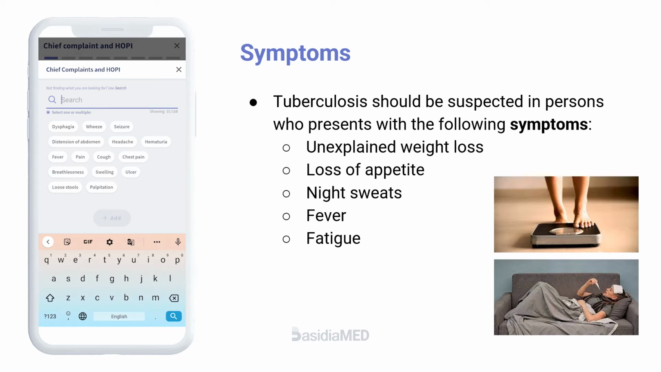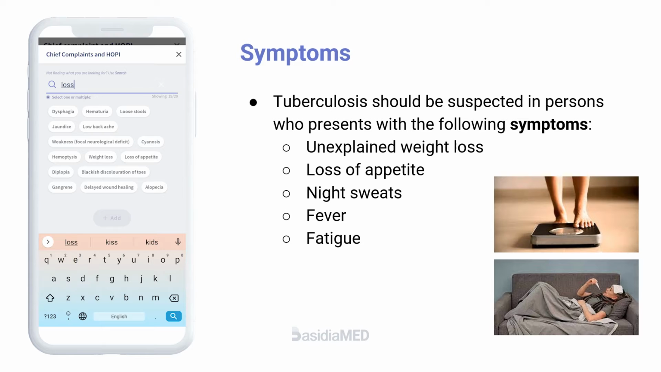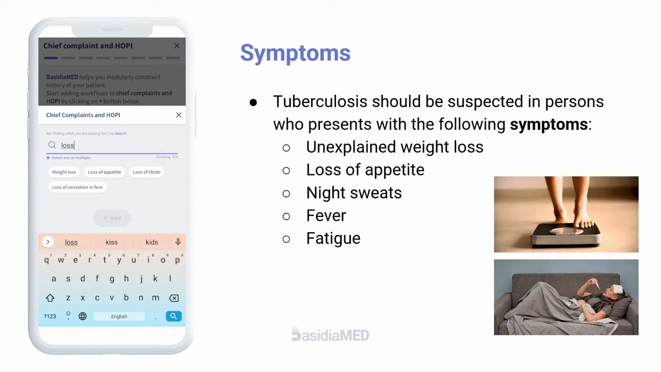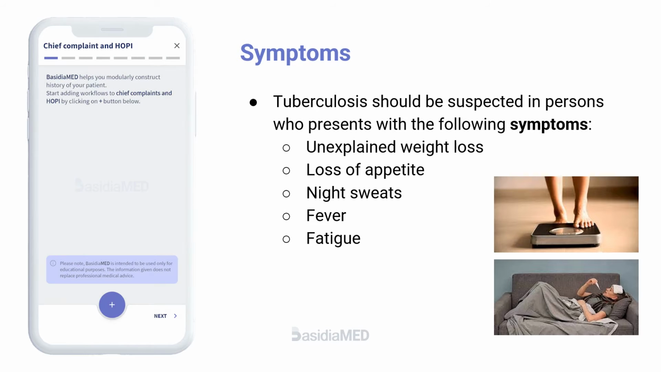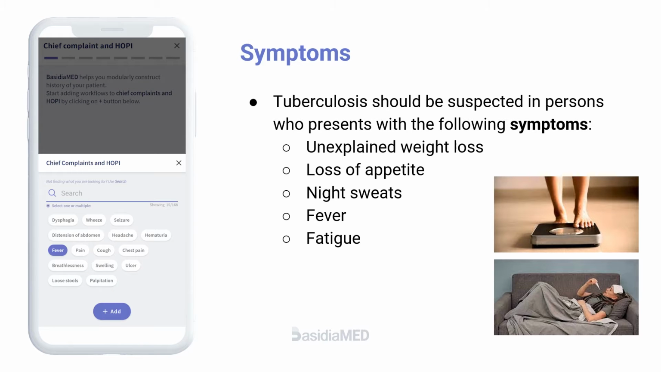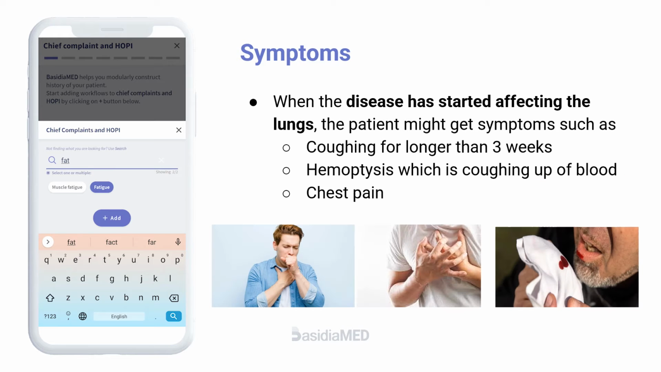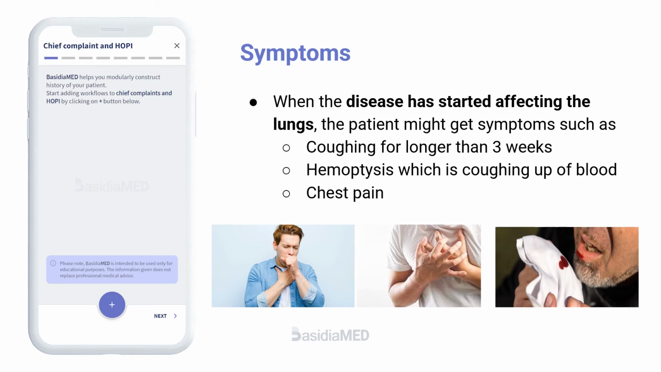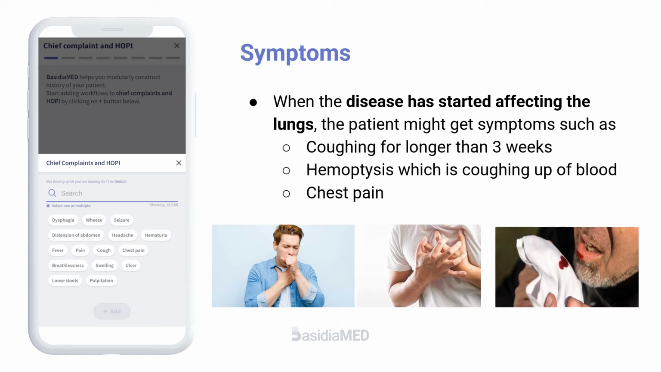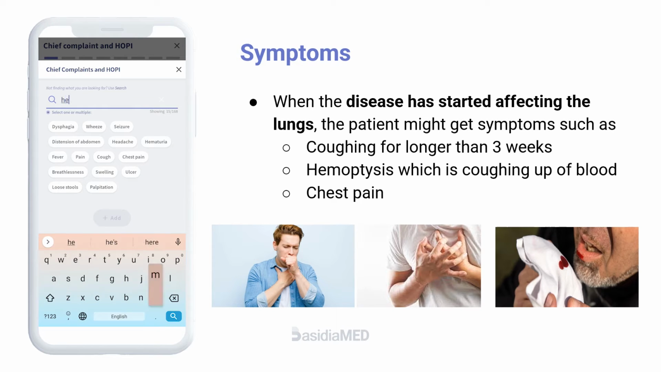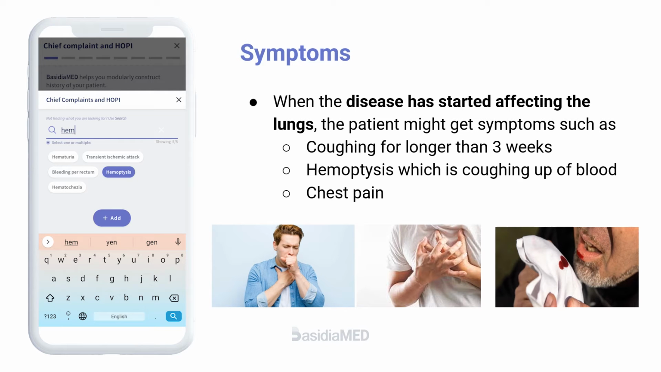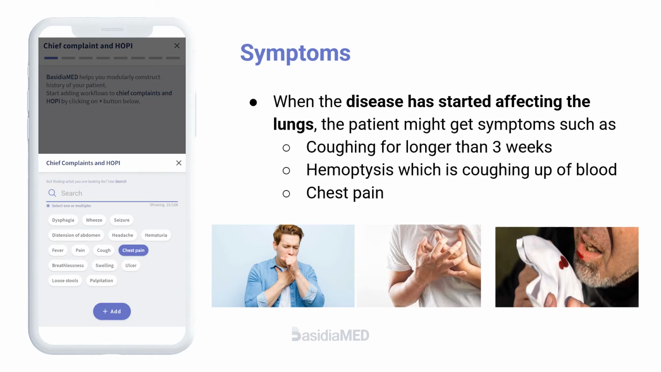Tuberculosis should be suspected in persons who present with the following symptoms: unexplained weight loss, loss of appetite, night sweats, fever, and fatigue. When the disease has started affecting the lungs, the patient might get symptoms such as coughing for longer than 3 weeks, hemoptysis, which is coughing up of blood, and chest pain.